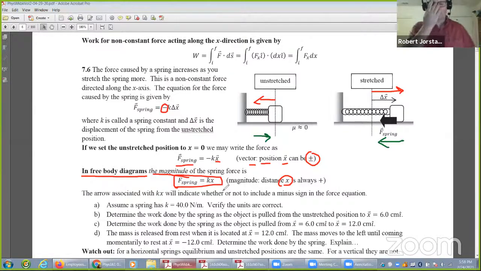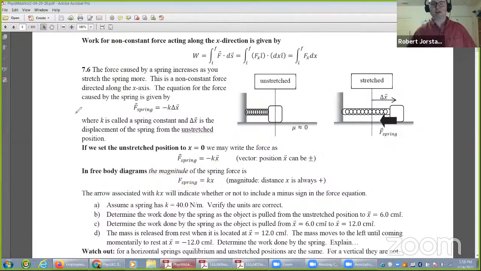If you haven't started reading the textbook, you really should. But when we're doing FBDs, the kx is the size of it, and that will always be positive. The arrow will tell you whether it's plus or minus. So as you read about springs, pay close attention to vectors versus magnitudes, like everything else in a physics book.